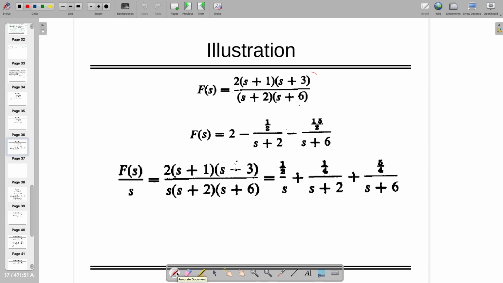Now the next thing is, already we have divided with S. That was not the original question. The question was this one. So let's multiply all entries by the Laplace operator.